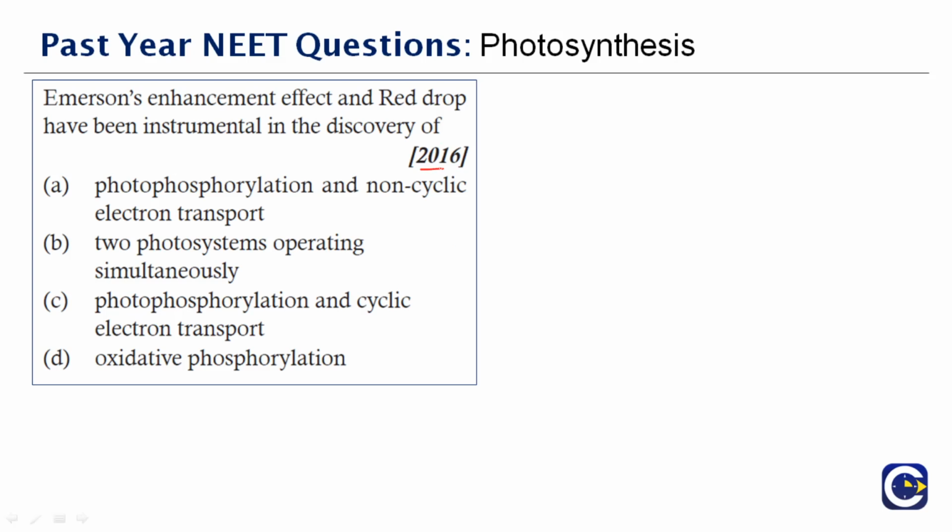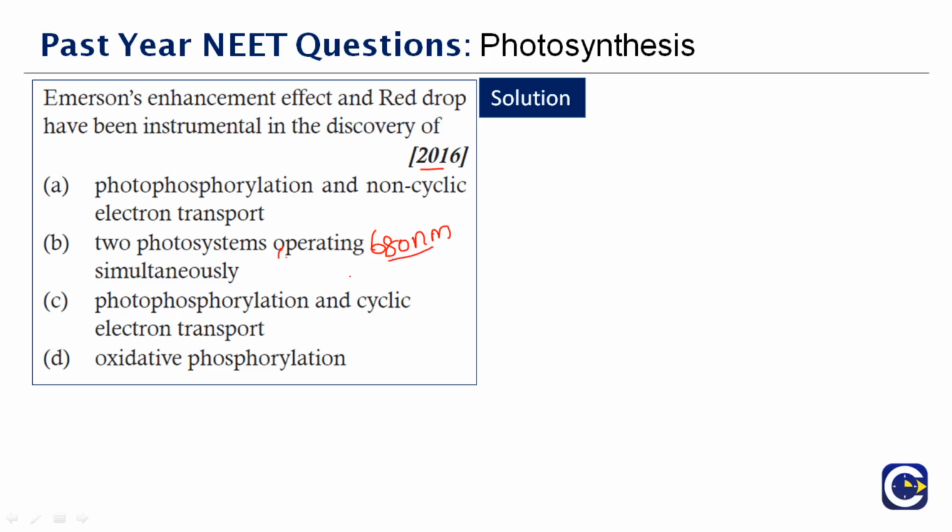Emerson's enhancement effect and red drop have been instrumental in the discovery of dash. So what do you mean by this Emerson effect? The Emerson enhancement effect is the increase in the rate of photosynthesis after chloroplast is exposed to light of wavelength 680 nanometer, or sometimes even beyond 680 nanometer.